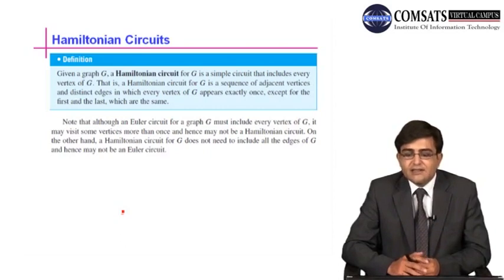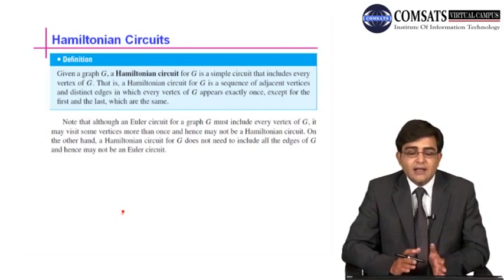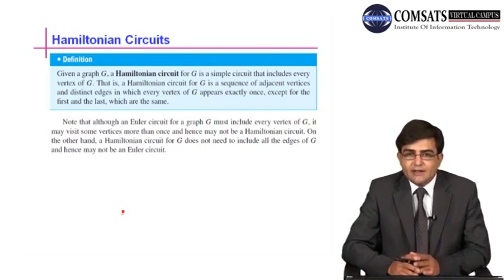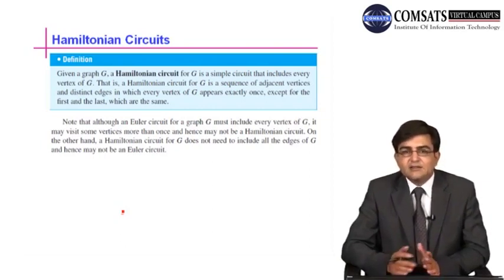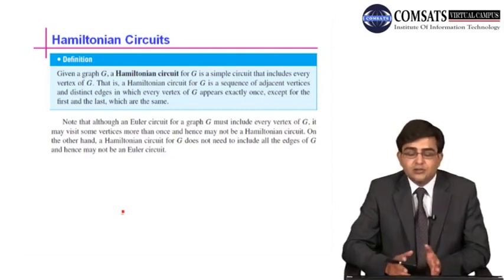A Hamiltonian circuit for G is a simple circuit that includes every vertex of G, that is, a sequence of adjacent vertices and distinct edges in which every vertex of G appears exactly once. Now every vertex of G appears exactly once. Here vertices cannot be repeated, whereas in Euler circuits we were allowed to repeat the vertices. In Hamiltonian circuits the vertices are not allowed to be repeated, except for the first and last.